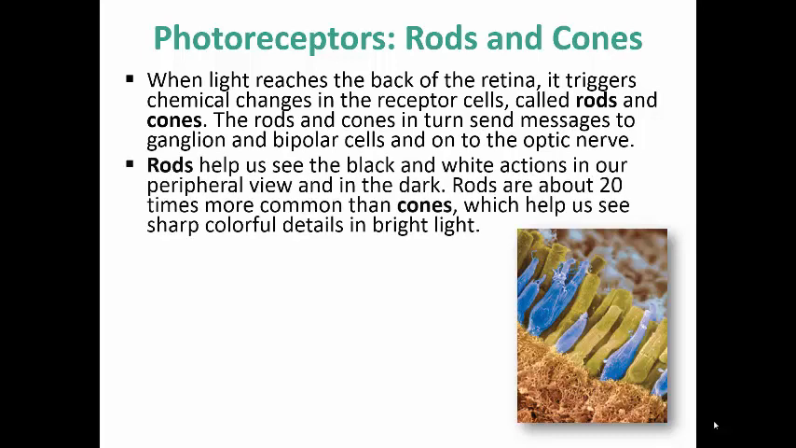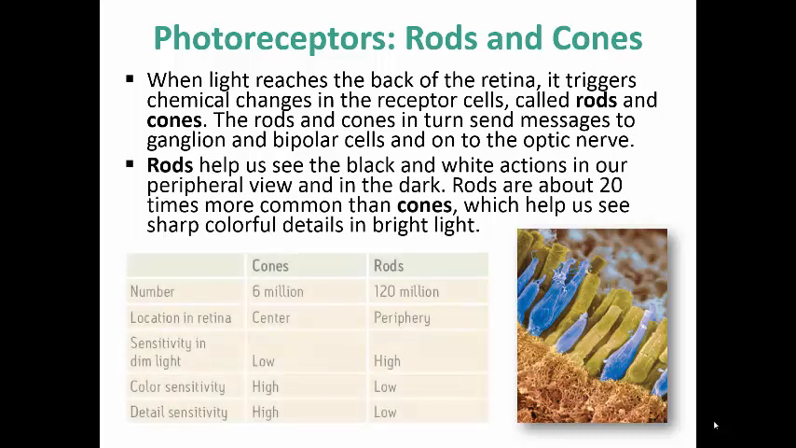Rods help us see black and white actions in our peripheral view and in the dark, and rods are up to 20 times more common than cones, which help us see sharp colors in bright light. So when we have accommodation, that's kind of our rods. For example, when you turn out the lights, initially you can't see at all, but then the rods come into play. So you can see that there are a lot more rods than cones.